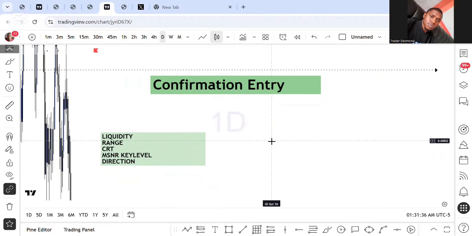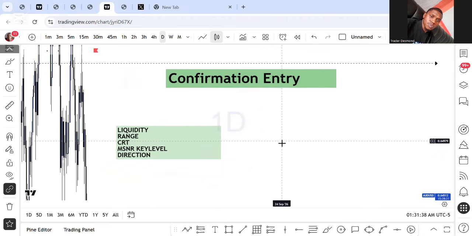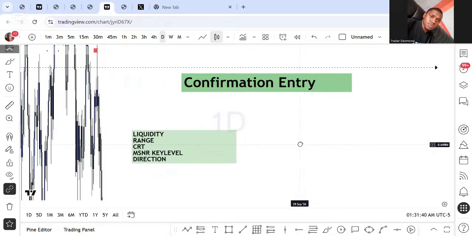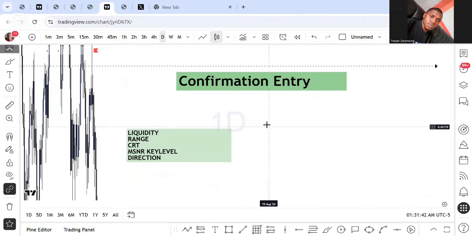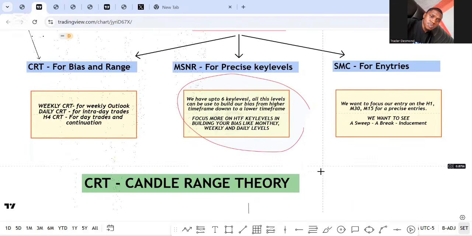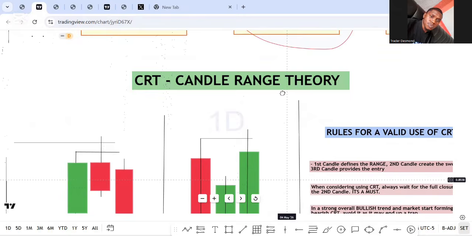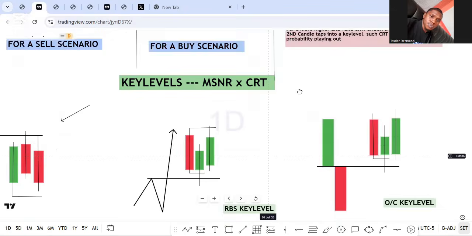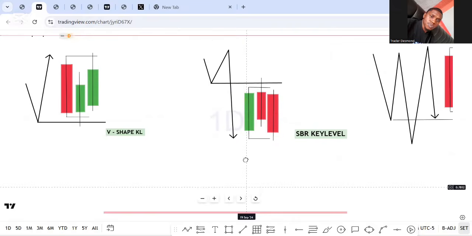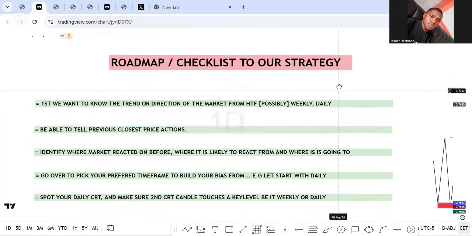So without further ado, let's quickly proceed, because I don't want this to take much of our time. Let's just go straight to the main points. From what I've shared with us before, we talked about the processes that we should follow. I've already shared this with you in the community. You understand CRT, everything here. So let's go about our checklist, our roadmap on what we should be doing.